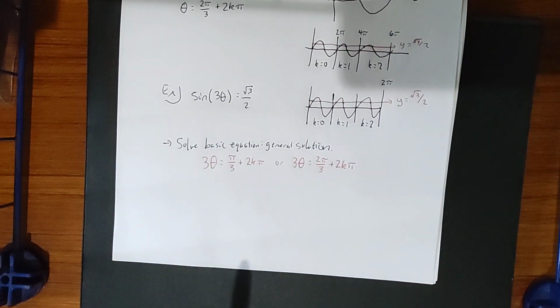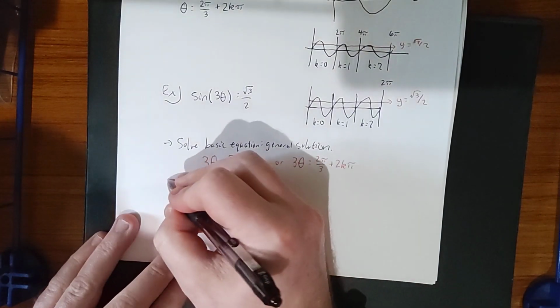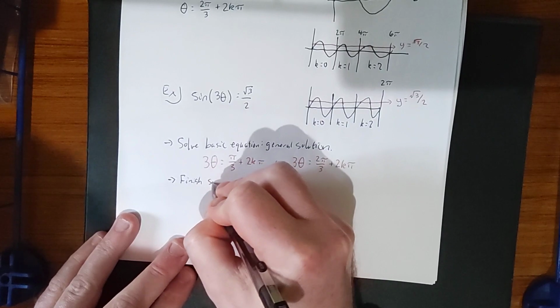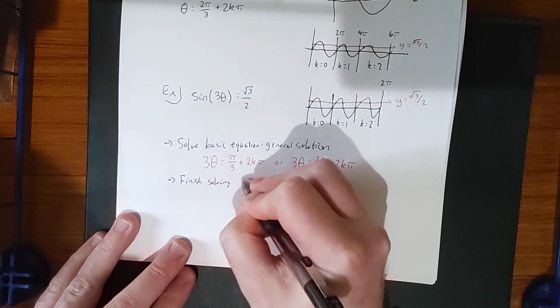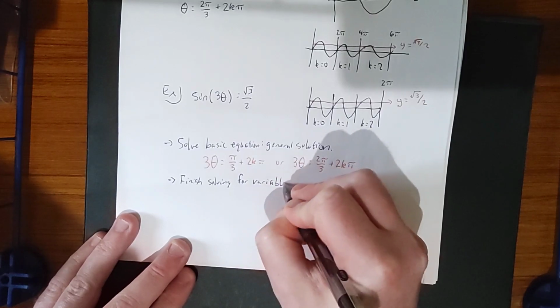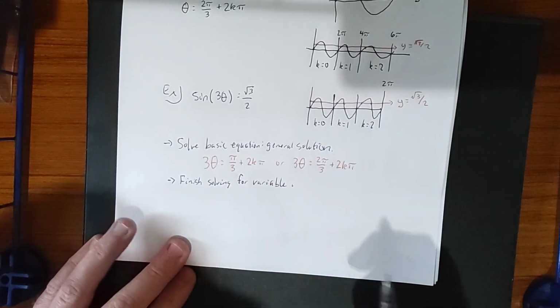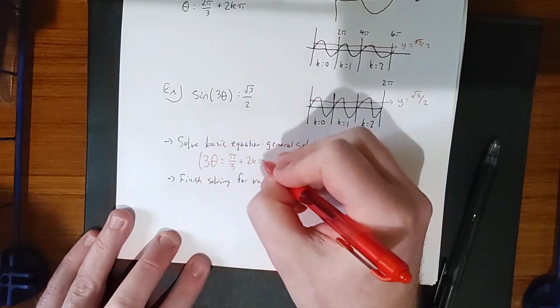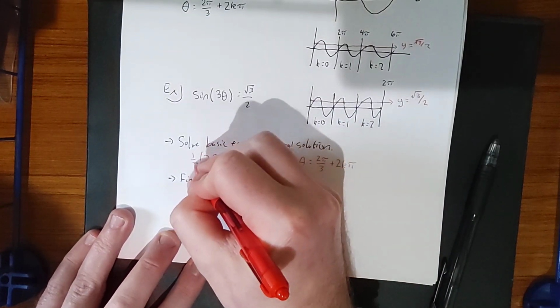Now, because of that extra multiplier in the form of 3, we're going to have to finish solving for the variable, regardless of whether that variable is theta or alpha or x or whatever. This can be accomplished by multiplying both sides of both equations by 1/3.